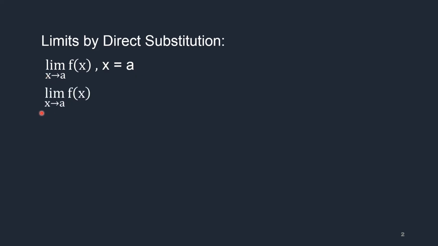In the limits by direct substitution, say for example, limit f(x) as x approaches a, f(x) must be defined at x equals a. If it is not defined at x equals a, then we cannot solve this limit by direct substitution. Suppose f(x) is defined at x equals a, then the limit f(x) as x approaches a becomes f(a), which is nothing but the value of f(x) at x equals a.